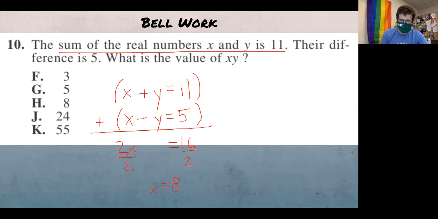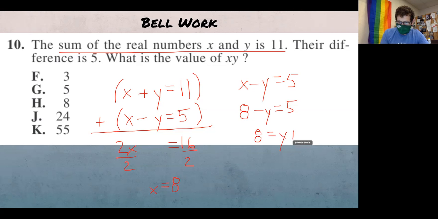I'm going to take this 8, and it doesn't matter which of these equations I plug it into. Just for fun, I'll plug it into this one: x minus y equals 5. So I know that x equals 8, and I'm going to substitute that in. And now I can rearrange. If I add y to both sides, you get 8 equals y plus 5. If I subtract 5 from both sides, I get y equals 3.